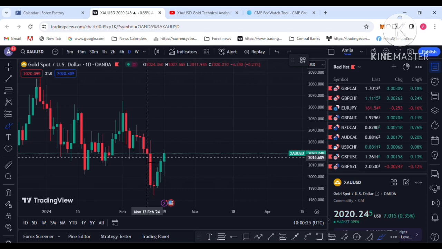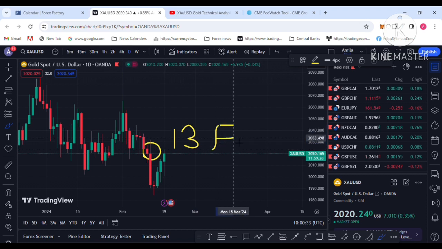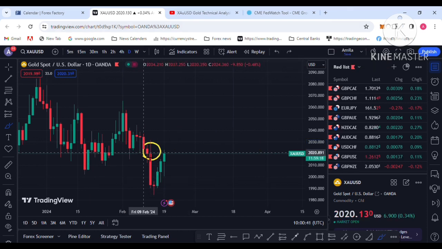So I am on the daily gold chart. You can see this point, this is the 13th February. That was the day the US inflation report was released. On this day you can see the red daily candle. This is a big red candle to the downside, about 300 pips.